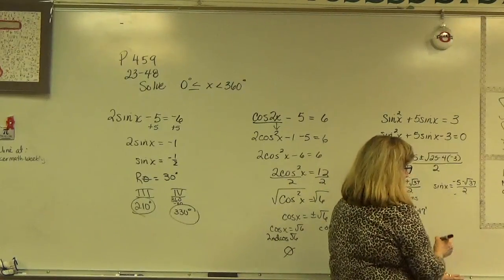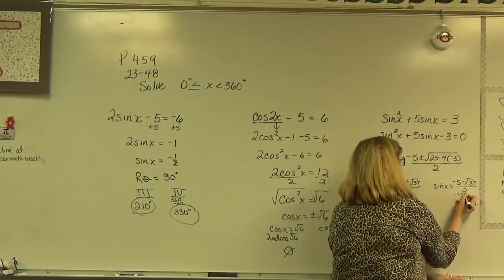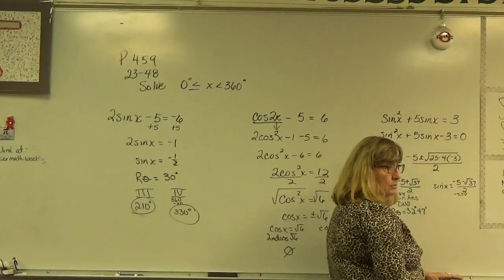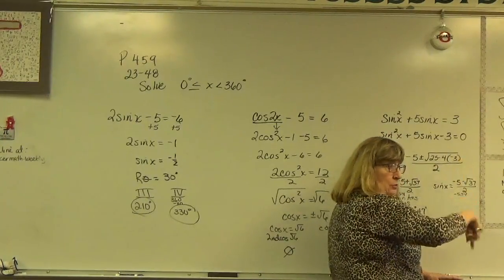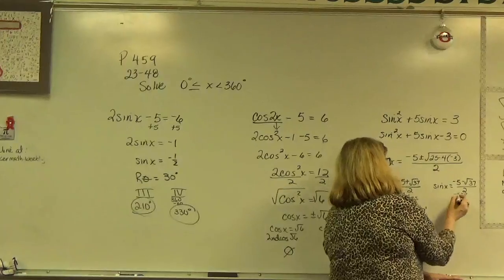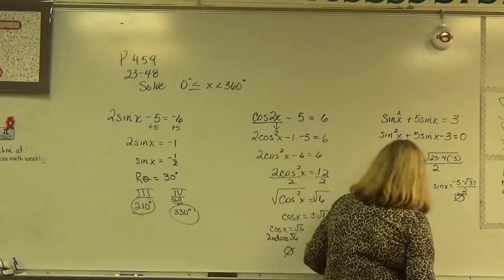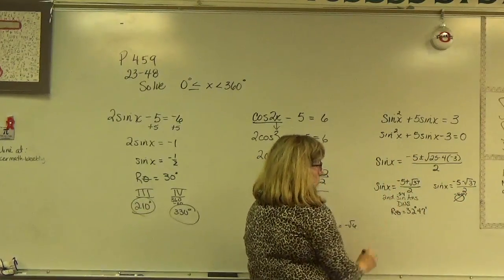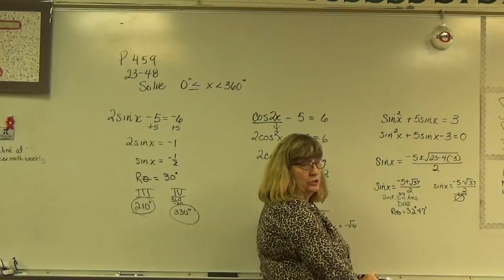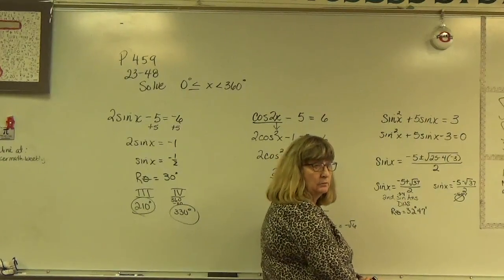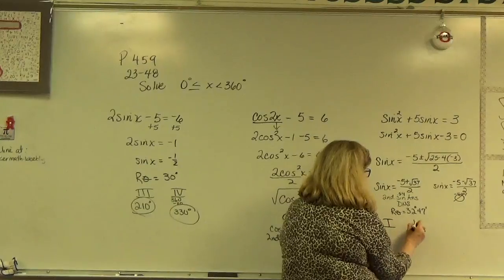Negative 5.54. Okay, so don't we already know this one's gonna be no solution? Yeah, because you're outside of the range that we can have, negative 1 to 1, so this one's no solution here. Now, we go back to this one, which was a positive 0.54, so what quadrants is the sine positive in? First, second. First and second.